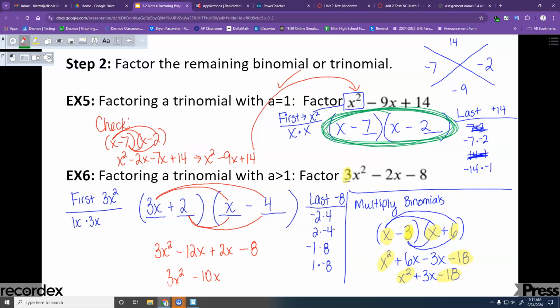Negative 10x. And then my minus 8 is correct, which it should be because that's what I picked numbers for. But does that give me what I'm supposed to have? It does not. So that did not work for that. So that particular one doesn't work. So I'm going to have to go back and try again.